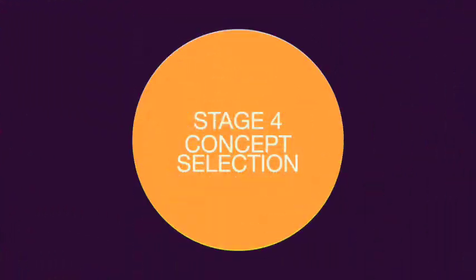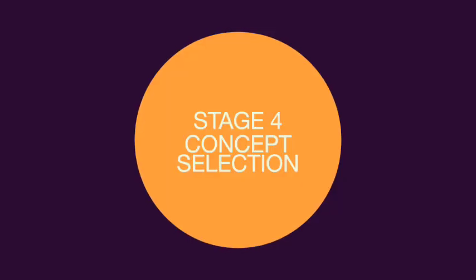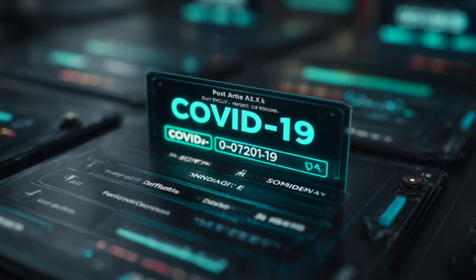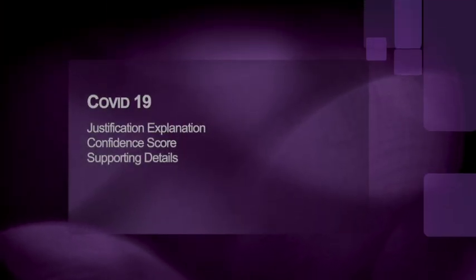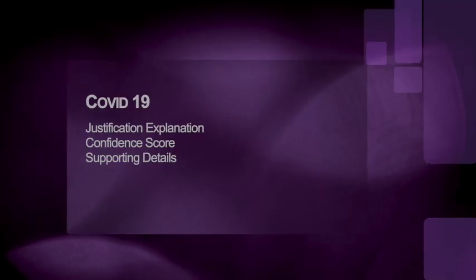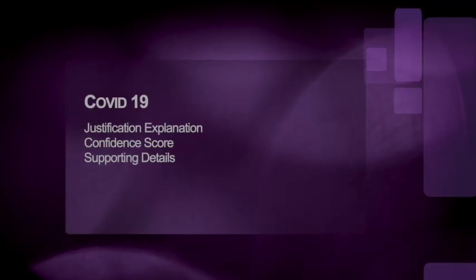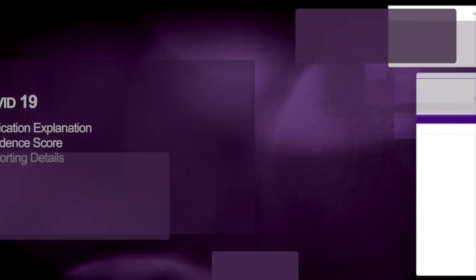Stage 4. Concept selection. Finally, the model chooses the best possible match from the filtered list. It also gives a short justification explaining its reasoning, a confidence score for how sure it is, supporting details like synonyms, ancestors, vocabulary type, and domain.